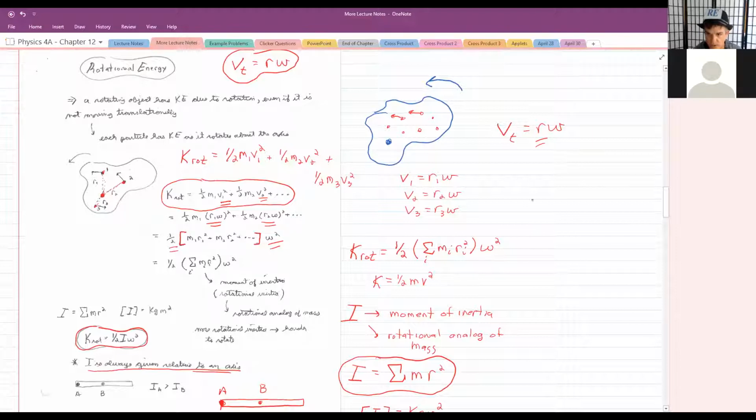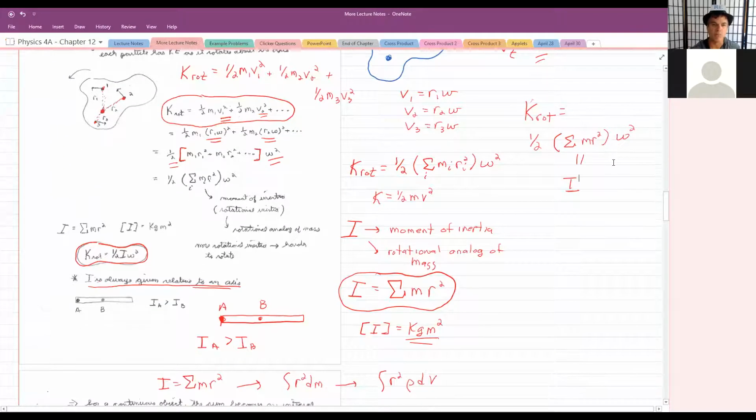The end result is this kinetic energy of rotation ends up being equal to 1/2 times this sum over m r squared times omega squared. This sum of m r squared we define as something called the moment of inertia. It describes how the mass is distributed, and the farther the mass is from the axis of rotation, the harder it's going to be to rotate the object.